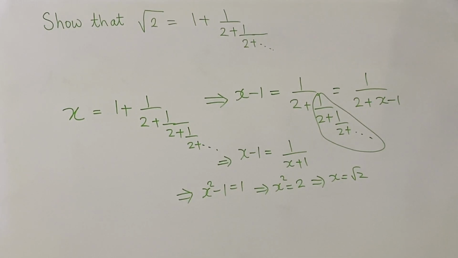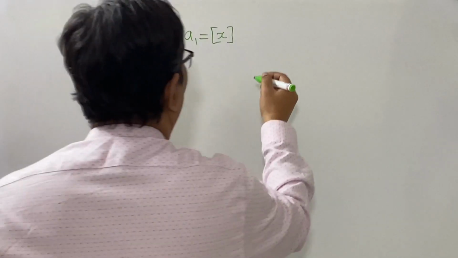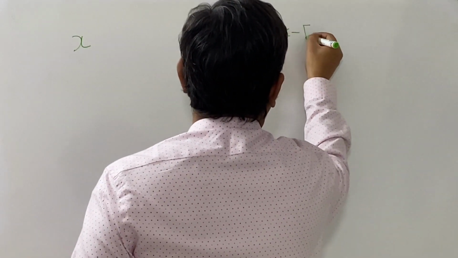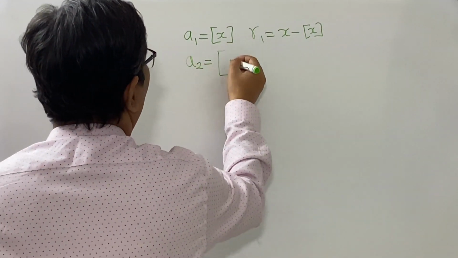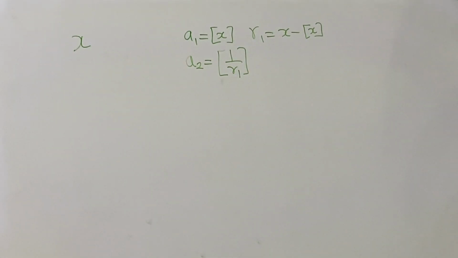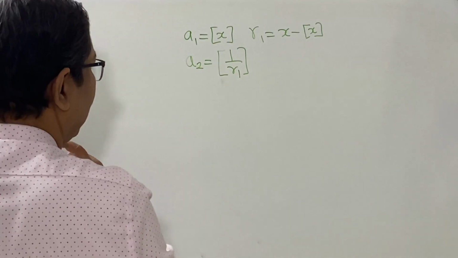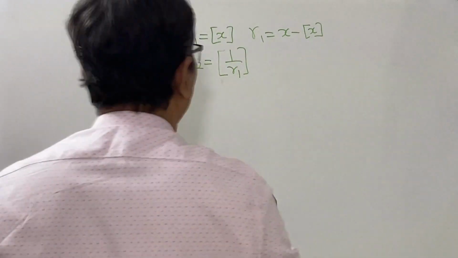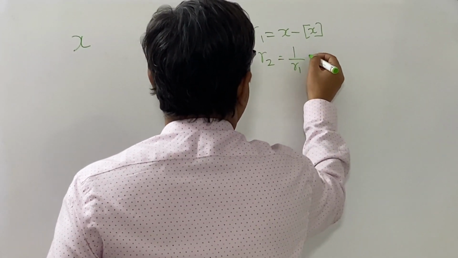So, in general, what is the process that we follow to sum up? If you have to derive the continued fraction of this number x, let a1 be the greatest integer less than or equal to x, and r1 is the fractional part of x. Now, we look at a2, which is the greatest integer less than or equal to 1 by r1. Remember that r1 lies between 0 and 1. If r1 is 0, the process stops. Otherwise, we will have r2 as 1 by r1 minus a2.